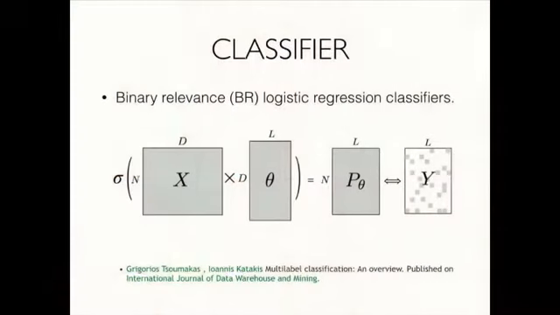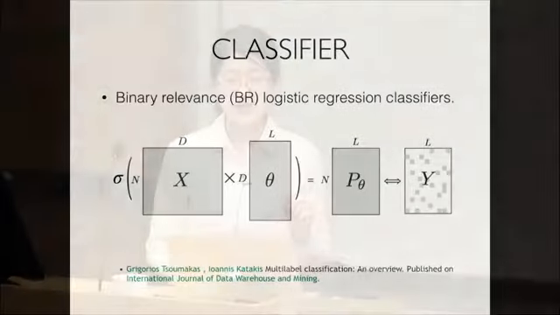And for the classifier prediction part, we just tried the simplest binary relevance logistic regression. So basically what it does here is to train a logistic regression for each label. And we modify the standard logistic regression loss to factorize over only the observed entries of Y.